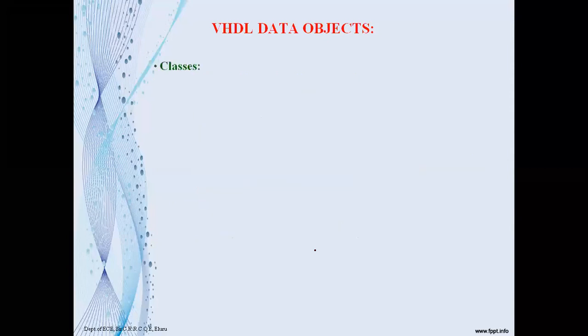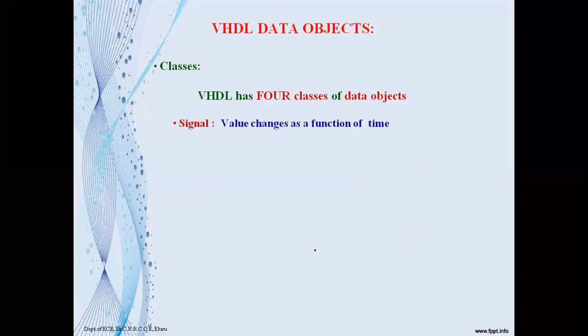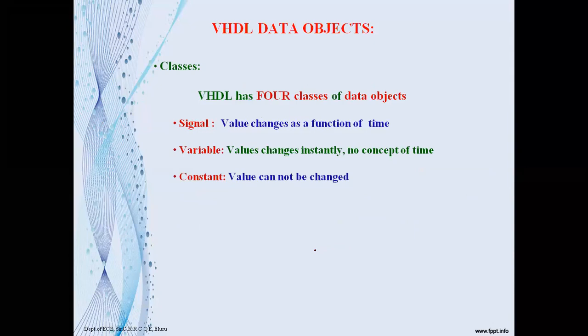So classes. In VHDL there are 4 classes of data objects here. What are they? Signal, variable, constant, file. So what is a signal here? The signal is an object which holds the values or a list of values, and the values change as a function of time.